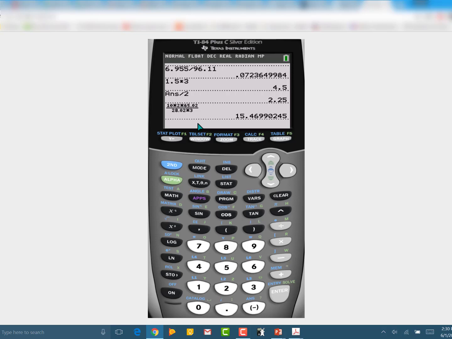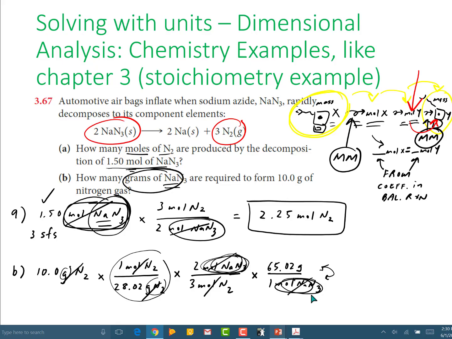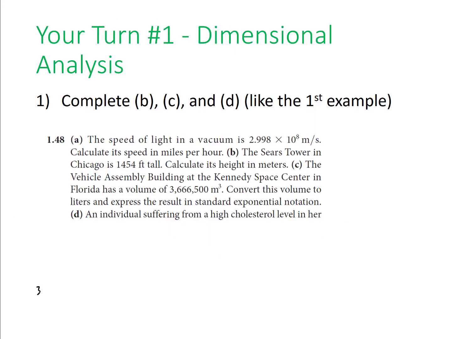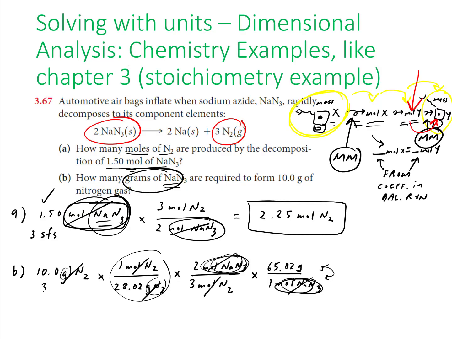It's the 10 grams that's going to limit your sig figs. So let's go back to the problem. Yeah, it's 10.0, so this was 3 sig figs. My answer should be 3 sig figs as well. So 15.5 grams of sodium azide, and then box my answer.